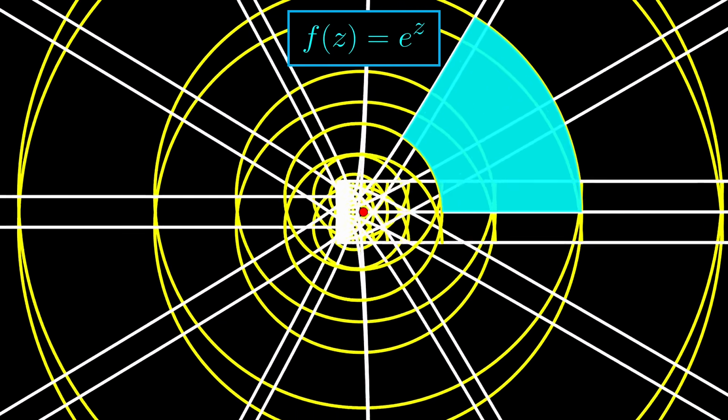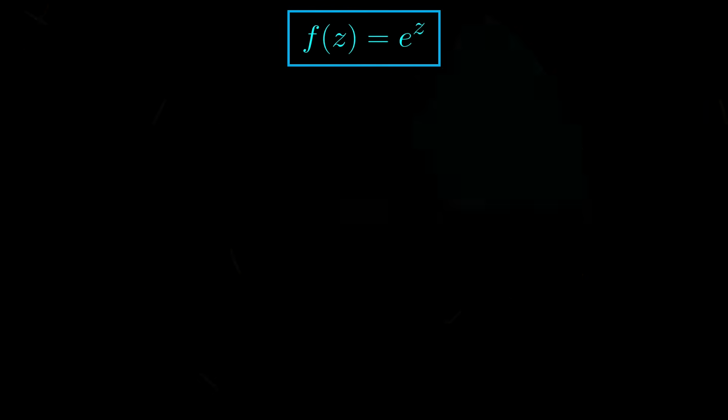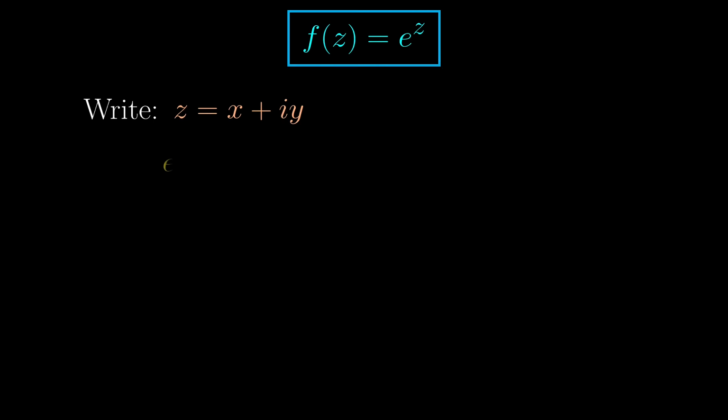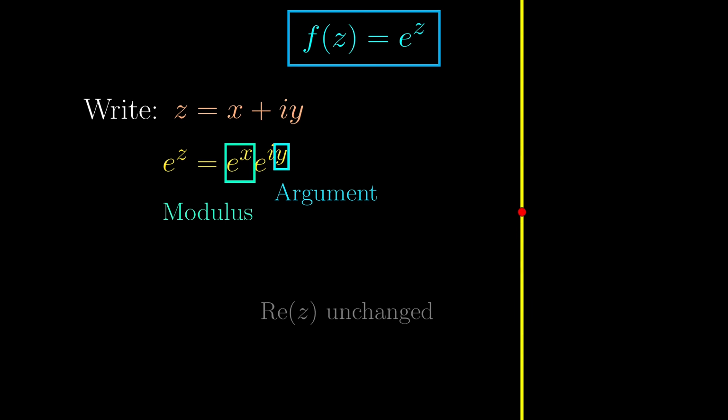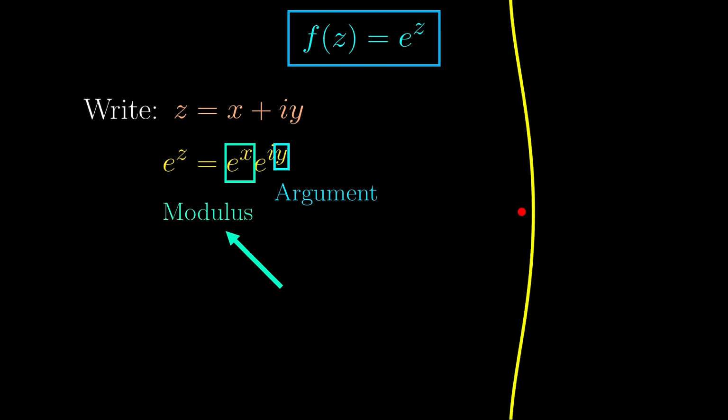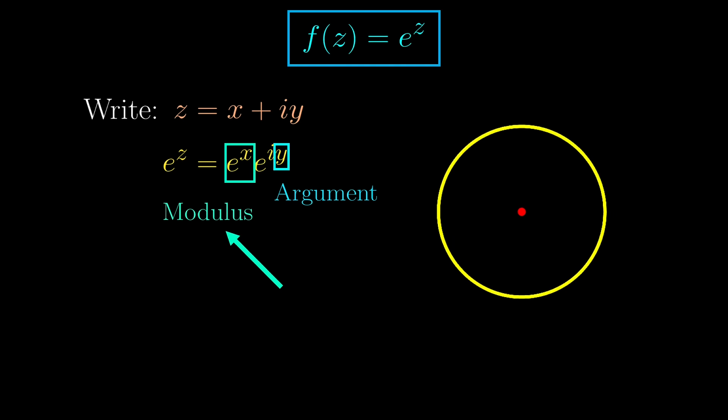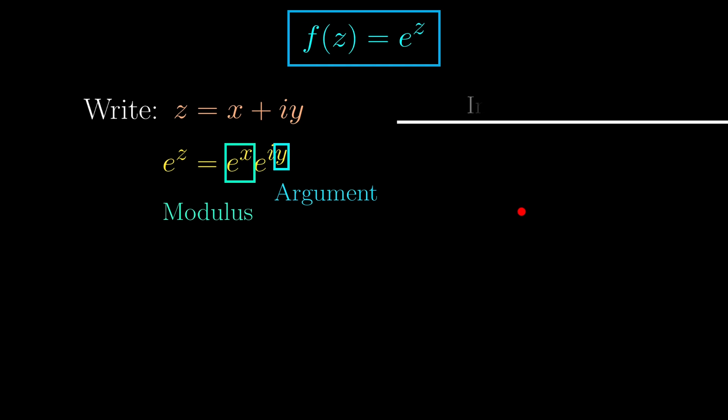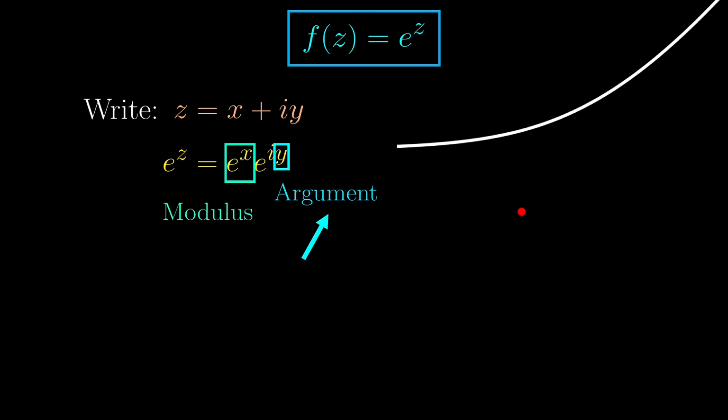The explanation for all these is that if we write z as x plus iy, then its exponential looks like this. X, the real part, controls the modulus, and y, the imaginary part, controls the argument. On a vertical line, the real part is unchanged, and so the modulus of the output is unchanged, which means the output has to be a circle centered at the origin. In a similar vein, a horizontal line has the imaginary part fixed, so this time the argument is unchanged and the output would be a ray from the origin.